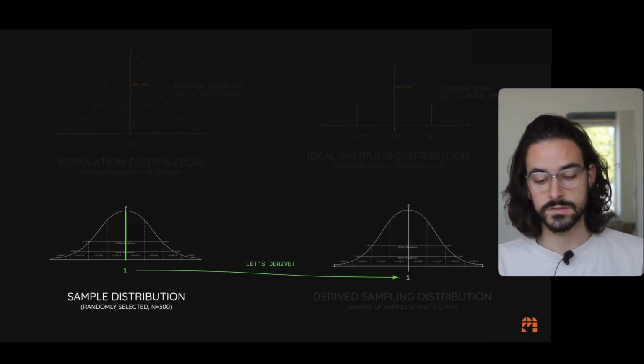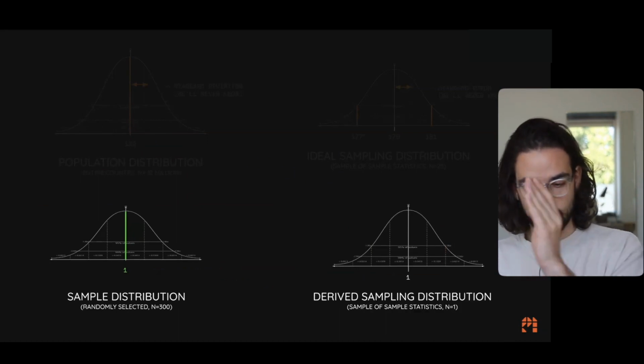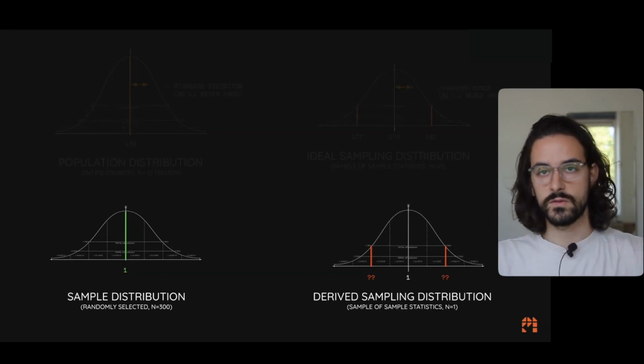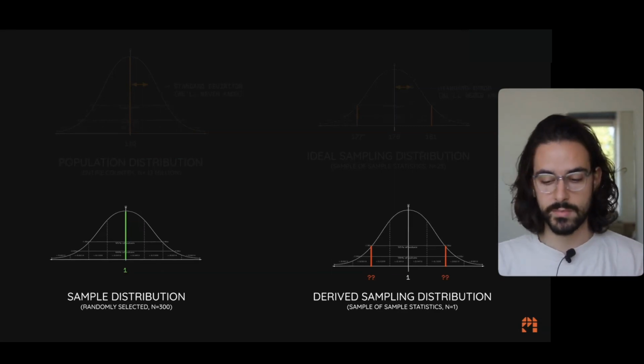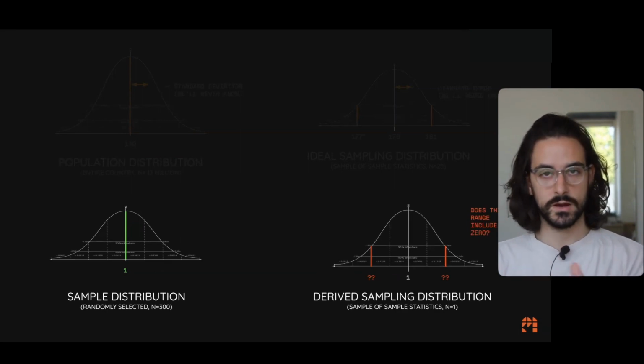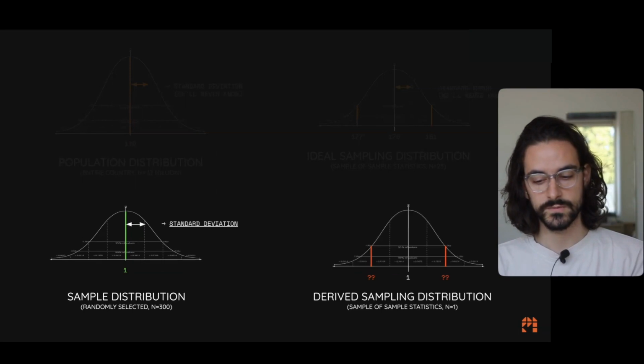Let's derive it to a sampling distribution. Let's turn it into a range. We're going to plug in this number 1 and expand it to find the 95% confidence interval, the lower bound and the upper bound. Now, does this range include 0? That's the question we're trying to answer. Does this 95% range include 0?